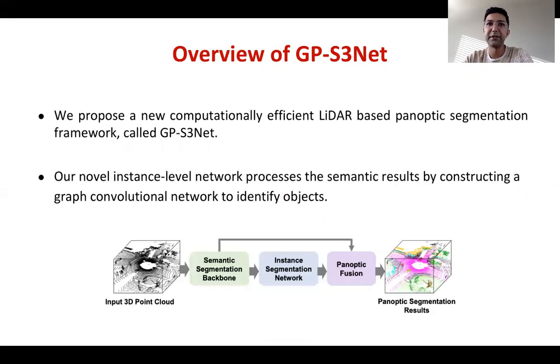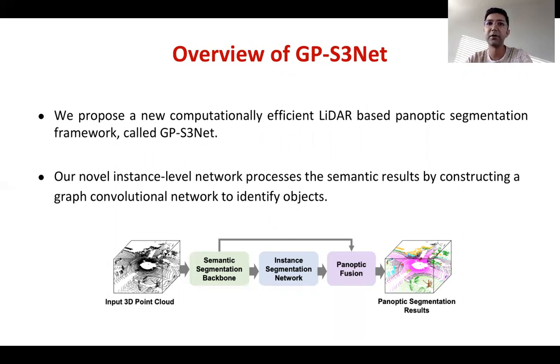Although a handful of methods have been introduced to address LiDAR point cloud panoptic segmentation, the question of whether there is a way to integrate independent semantic segmentation and target recognition into a system, so that the instance level segmentation of objects can effectively use the result of semantic segmentation, has not been addressed adequately in the literature. To this end, we propose an effective proposal-free LiDAR-based panoptic segmentation network called GP-S3Net.